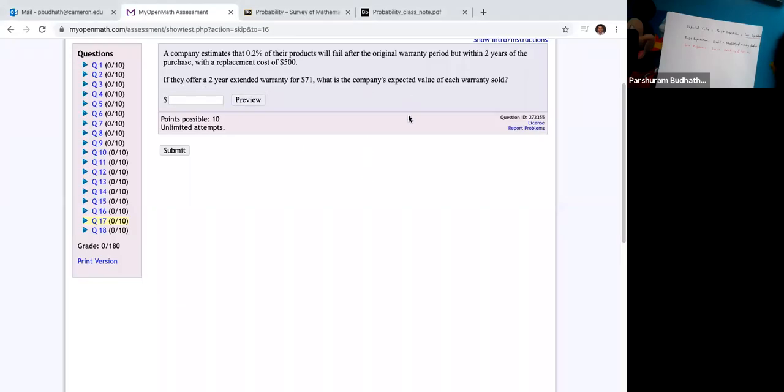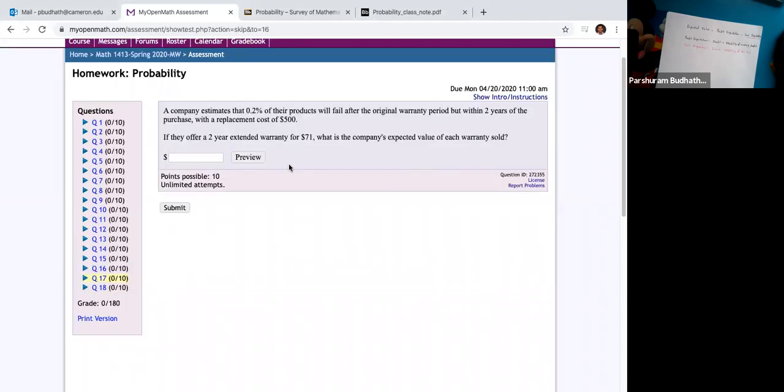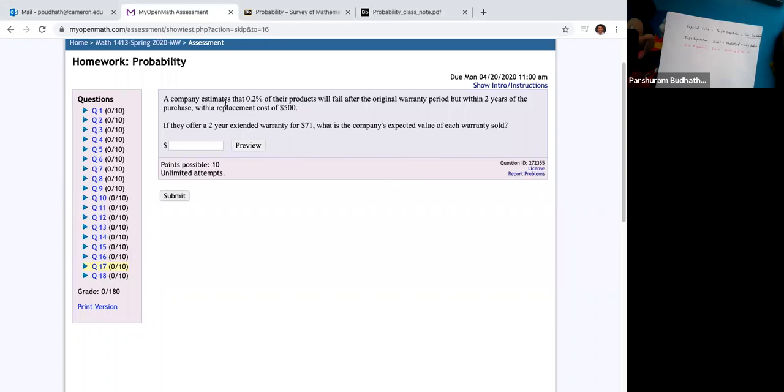Okay, the problem is, let me make it here. The question is, a company estimates that 0.2% of their product will fail after the original warranty period, but within 2 years of the purchase, with a replacement cost of $500. If they offer a 2-year extended warranty for $71, what is the company's expected value of each warranty sold?